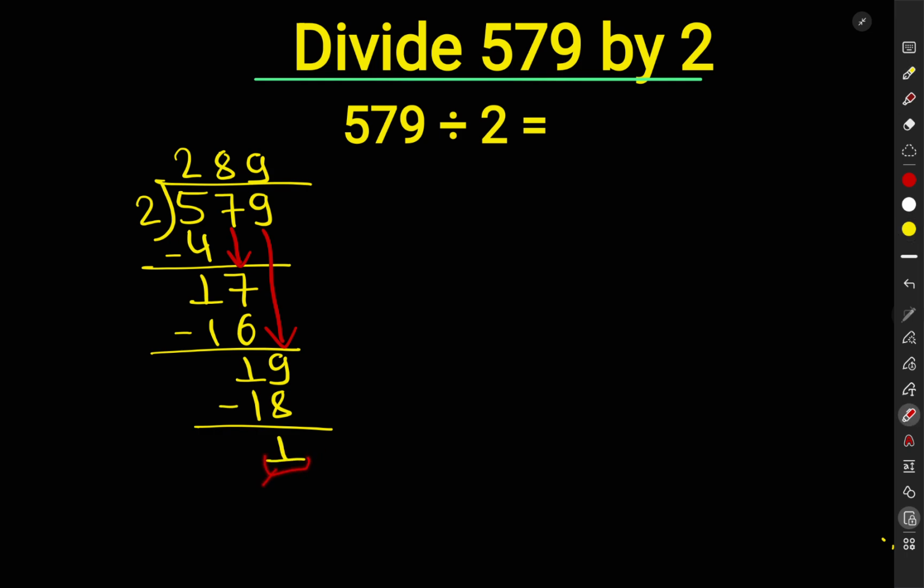So now this 1 is less than 2 and there is no other number to put it down. So we take here decimal so that we put 0. So it is 10 and 2 times 5 is 10. On subtracting, we get 0. So 579 divided by 2 is 289.5.